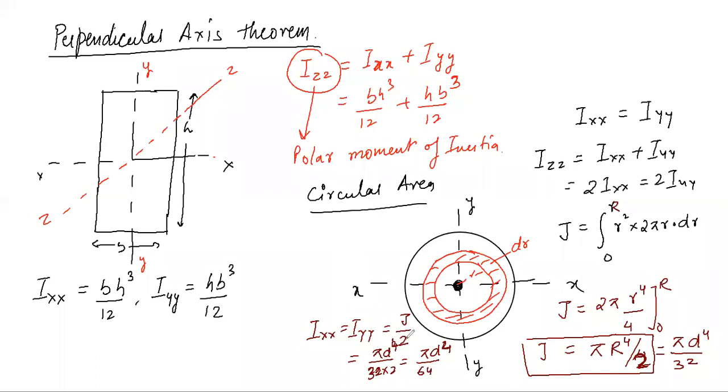So I believe this point is very clear to everyone, why the polar moment of inertia is defined as J equals pi d to the power 4 by 32, and about the x-axis, or you can say about the y-axis, it should be pi d to the power 4 by 64.